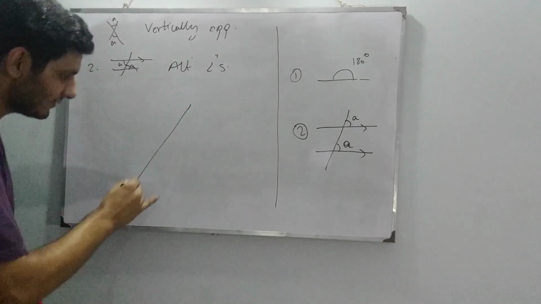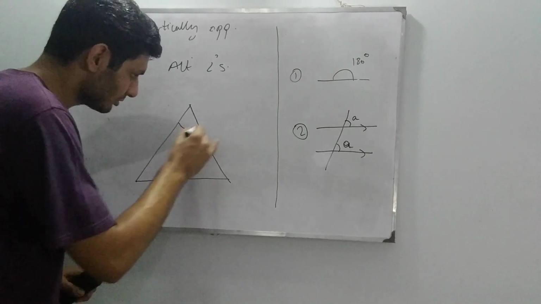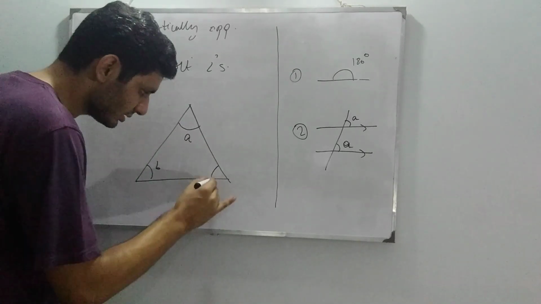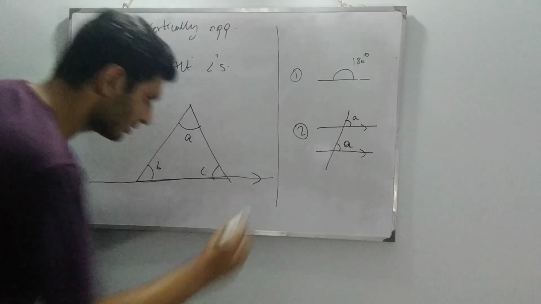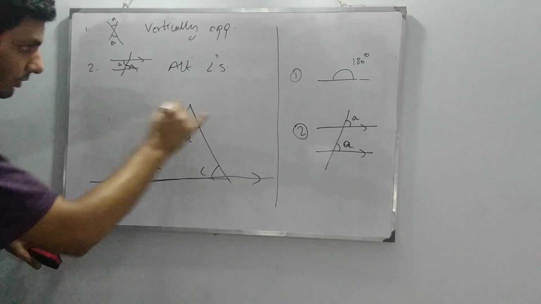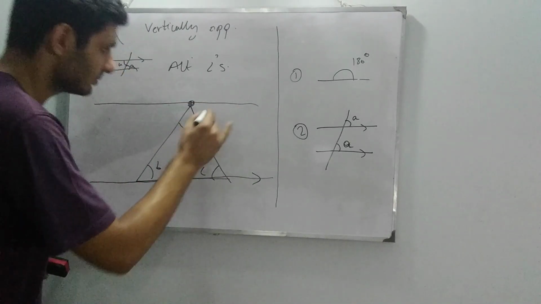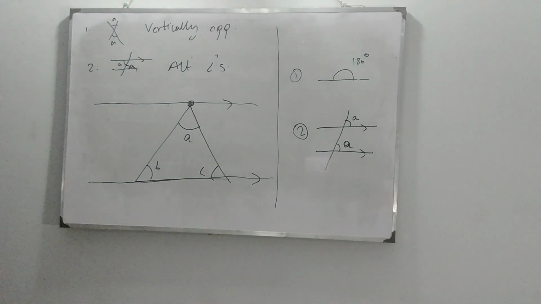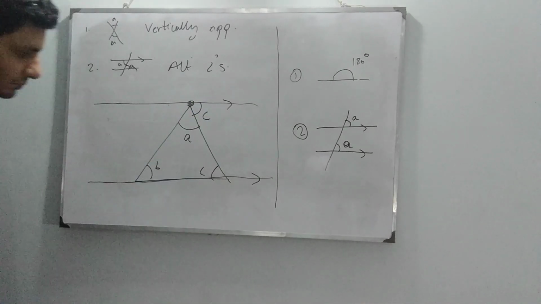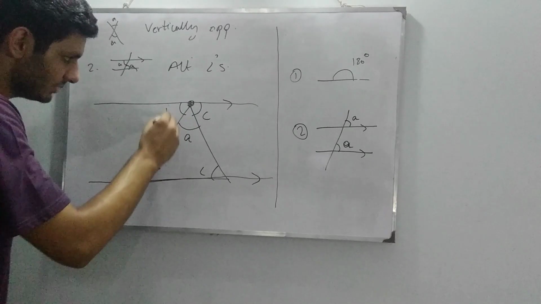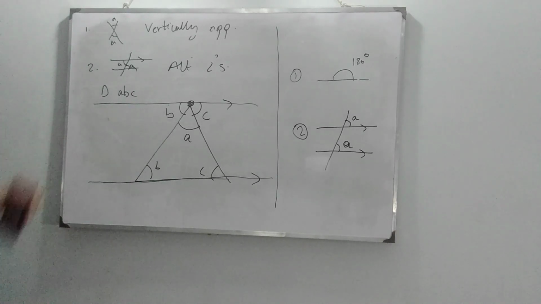Look, if I have a triangle, and triangle, three angles of course, A, B, C. Now if I just extend the base like this, and I draw a line passing through this point as parallel to the base, so like this. So by the alternate angle property, if this is C, this is also C. If this is B, this is also B. So the triangle has angles A, B, C, right?